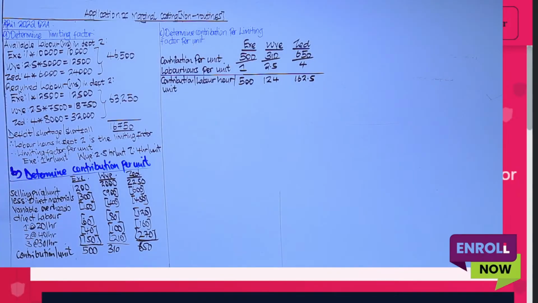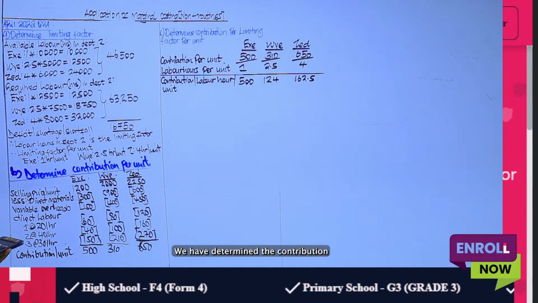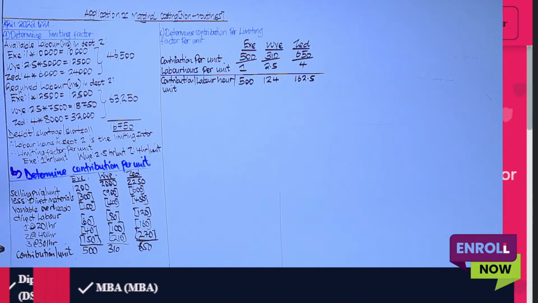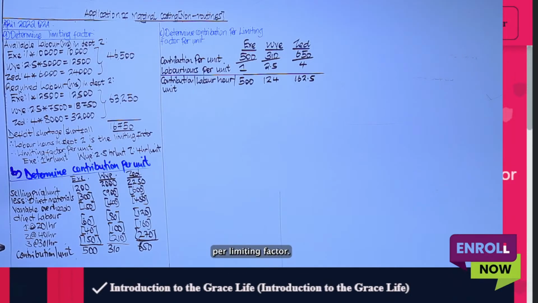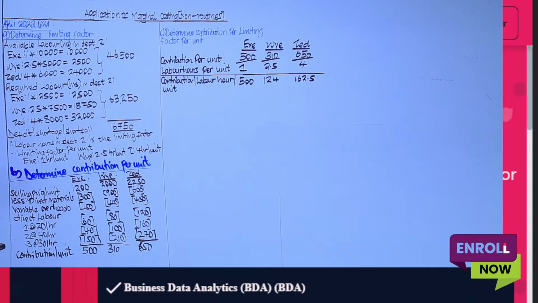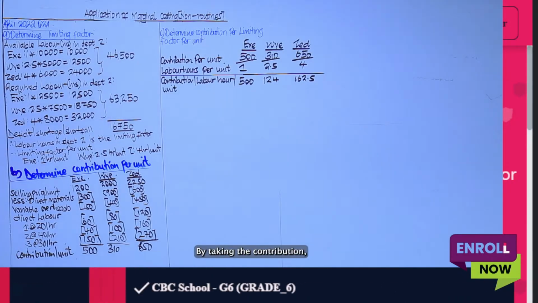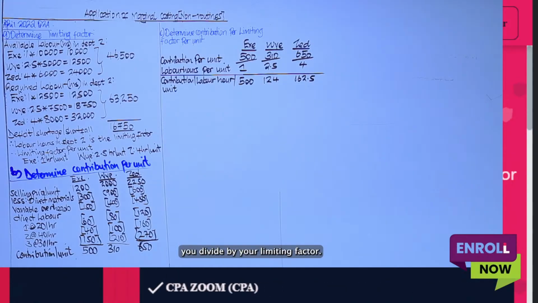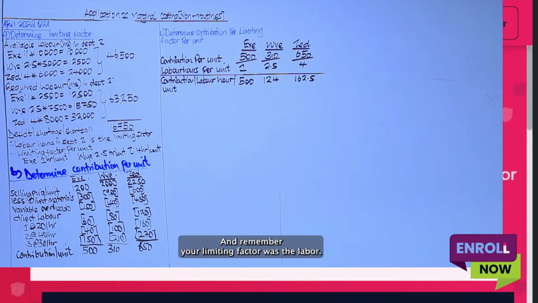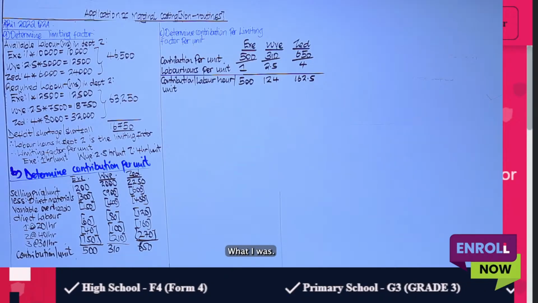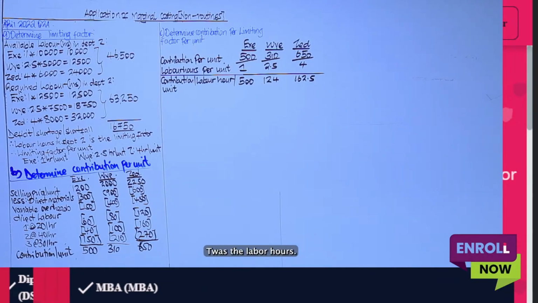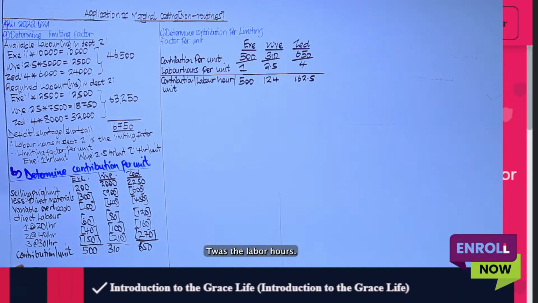We have determined the contribution per limiting factor by simply taking the contribution and dividing by your limiting factor. And remember, your limiting factor was the labor hours.